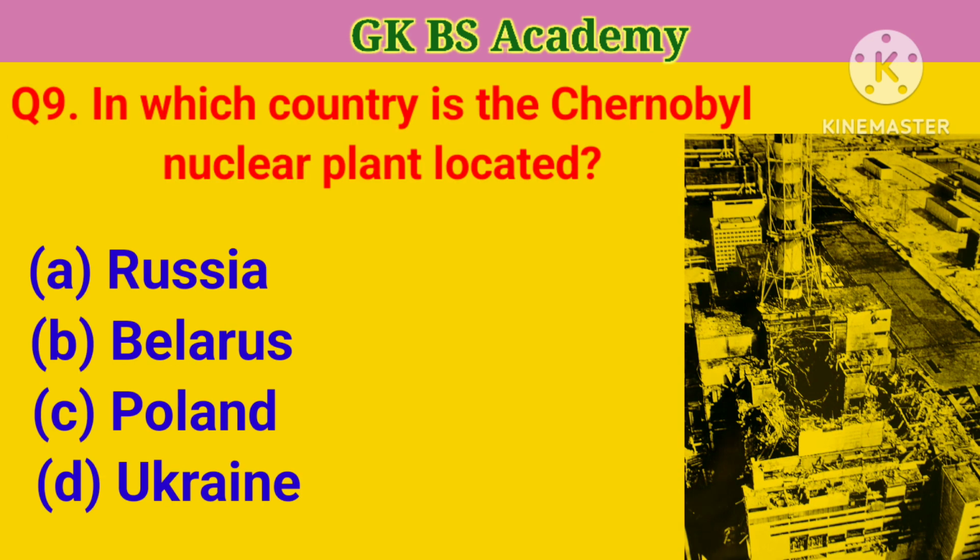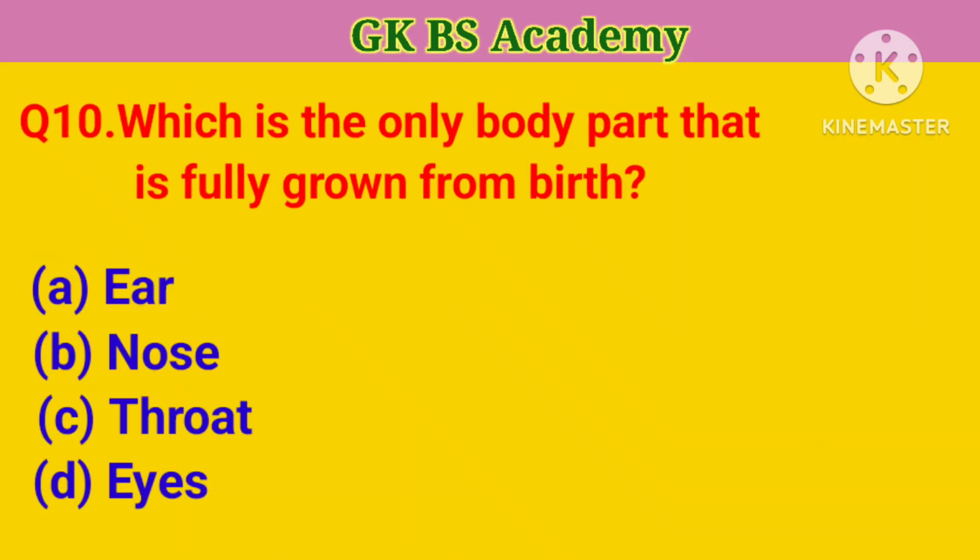Question number 9. In which country is the Chernobyl nuclear plant located? Options are A. Russia, B. Belarus, C. Poland, D. Ukraine. Right option is D. Ukraine. Question number 10. Which is the only body part that is fully grown from birth? Options are A. Ear, B. Nose, C. Throat, D. Eyes. Right option is D. Eyes.